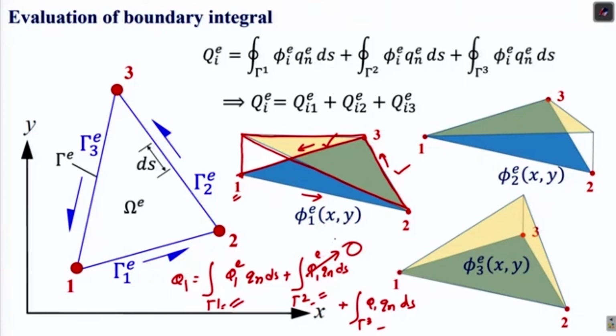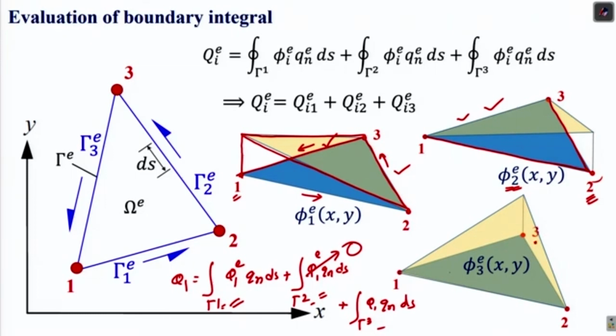So this contribution automatically becomes 0. And a similar thing we can check if we take boundary number 2, node number 2. You will see that at node number 2 we have a contribution from this boundary and then a contribution from this boundary. On this boundary, phi 2 will be 0. The entire boundary, phi 2 will be 0. So at node number 2, this and this will contribute.